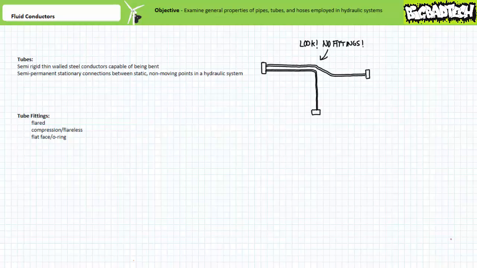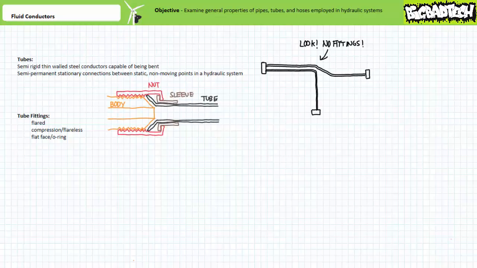Tubes, if they must be connected to flanges, pipes, hoses, or other tubes, ordinarily use flared, flareless or compression, or flat face or O-ring fittings to do so. A flared fitting uses a sleeve and a nut that grips the flared or expanded end of a tube. After sliding on a sleeve and nut combination, the tube is flared out to the proper angle using a flaring tool. When the body of an associated fitting is properly torqued to specification, the union provides a leak-proof assembly.